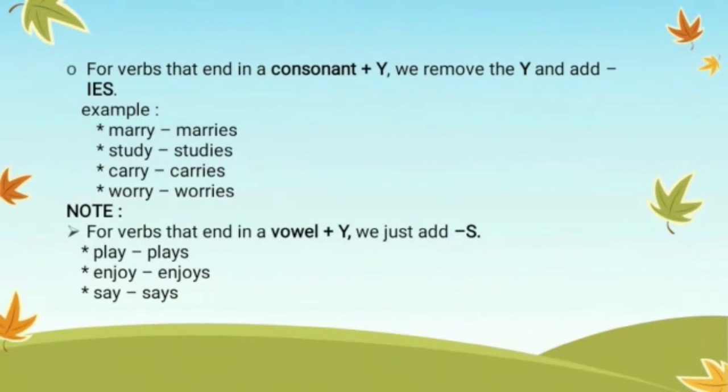For verbs that end in a consonant plus Y, we remove the Y and add IES. Example: marry becomes marries, study becomes studies, carry becomes carries, worry becomes worries. So, the next, for verbs that end in a vowel plus Y, we just add S. Example: play becomes plays, enjoy becomes enjoys, say becomes says.